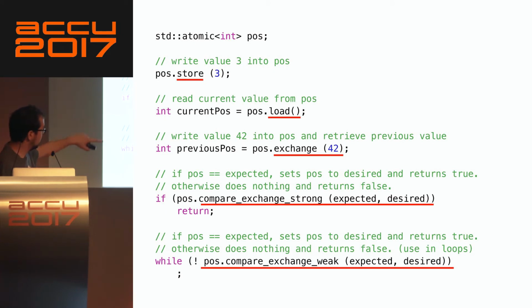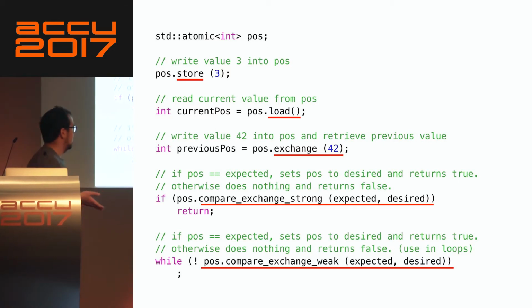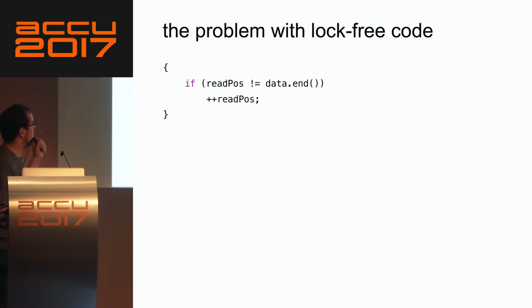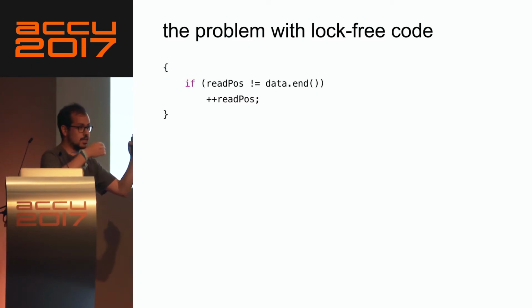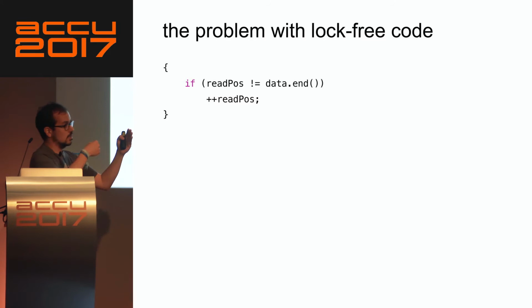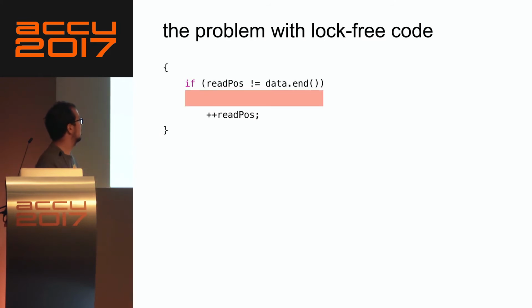So one more thing about the compare exchange ones. Basically, I think those are really the most important ones, because compare exchange allows you to write all these lock-free algorithms. And the reason why they're so powerful is that in lock-free code, a lot of the time you run into this problem, where, for example, here is a piece of some lock-free algorithm where maybe you have an atomic pointer, like a read position that points somewhere, and you want to check if you're allowed to read. And if so, you want to increment that thing.